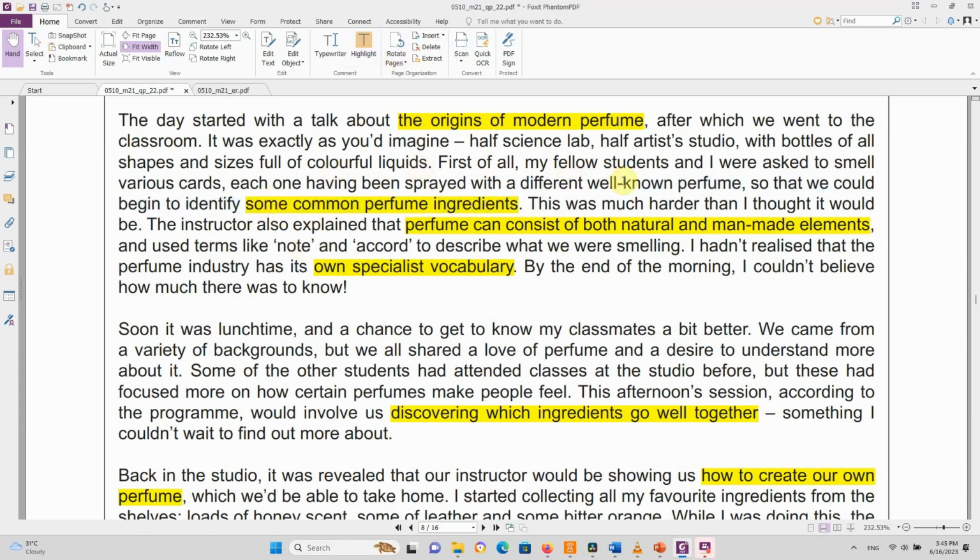This was much harder than I thought it would be. The instructor also explained that perfume can consist of both natural and man-made elements.